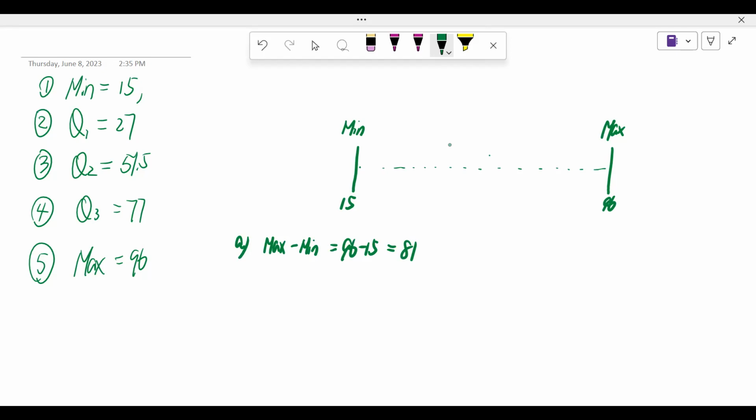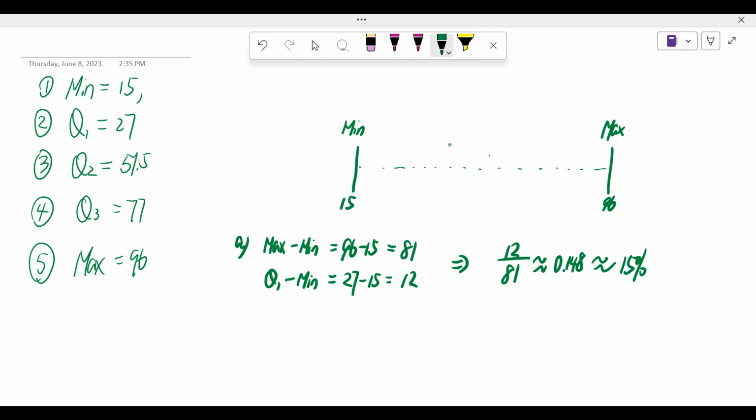So now similarly compare Q1 to minimum. Q1 is 27, minimum is 15, so you're going to get 12. And now let's find out the location of Q1. We will do 12 over 81. That will give us a percentage, right? It will be 12 by 81. That's about 15%. It's 14.8%. So this is approximately equal to 0.148. And then if you want to do just approximately equal 15%, let's do that.